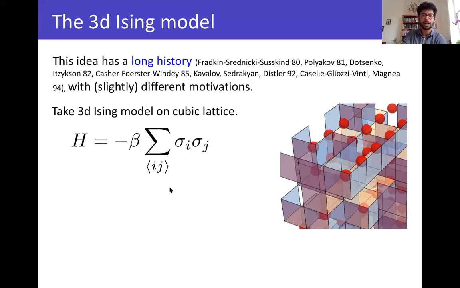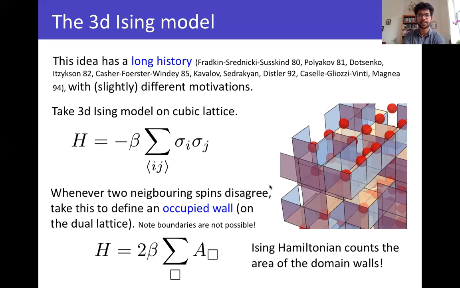Now, an interesting thing is that every time you have a spin configuration, that defines a pattern of domain walls on the lattice. The way you think about this is, if you have a bunch of up spins, surround them by a domain wall, which separates them from the down spins. So whenever two neighboring spins disagree, there is a domain wall sitting there on the dual lattice separating the two spins. If that is happening, then this Hamiltonian is just counting the area of all of these domain walls.